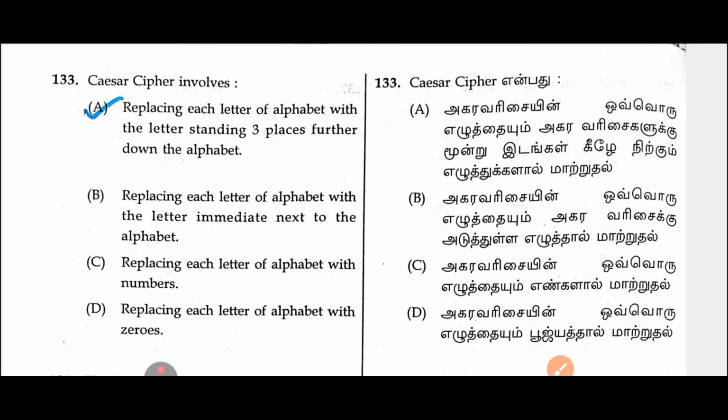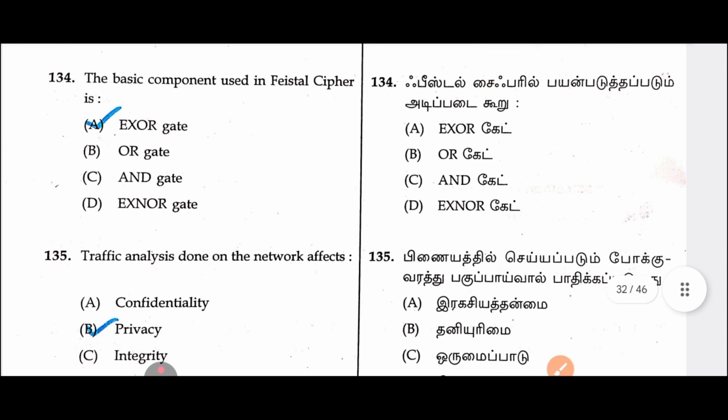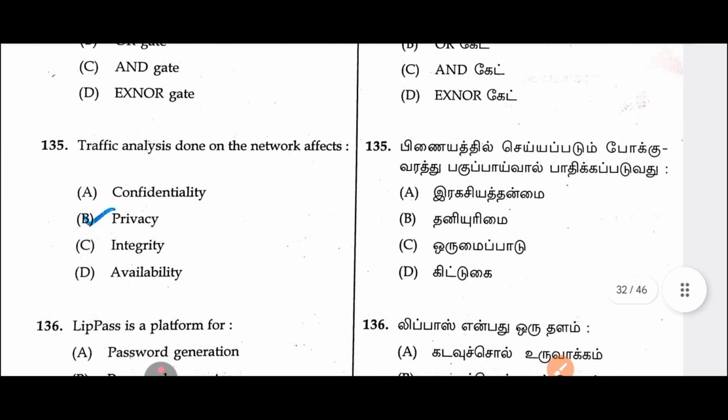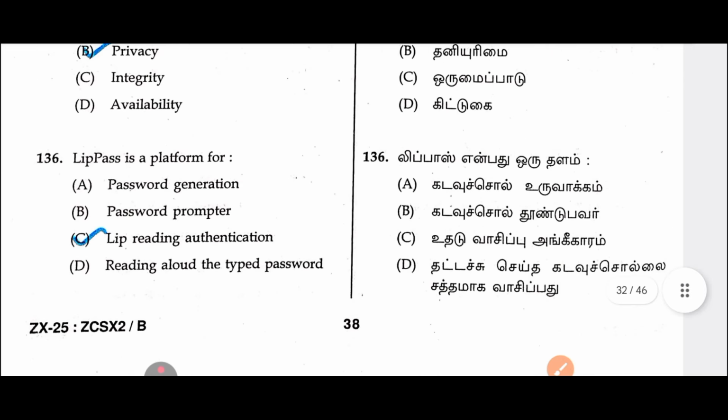Caesar cipher involves replacing each letter of alphabet with a letter standing 3 places further down the alphabet. The basic component used in Feistel cipher is XOR gate. Traffic analysis done on the network affects privacy. LipPass is a platform for lip reading authentication.